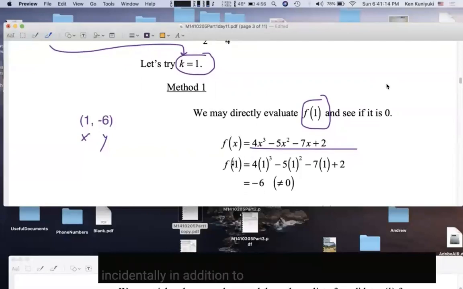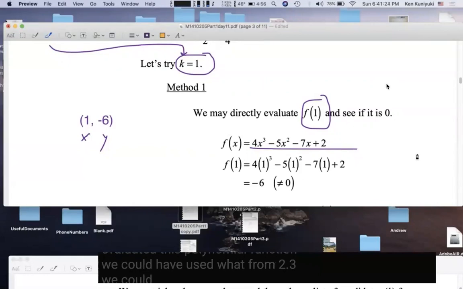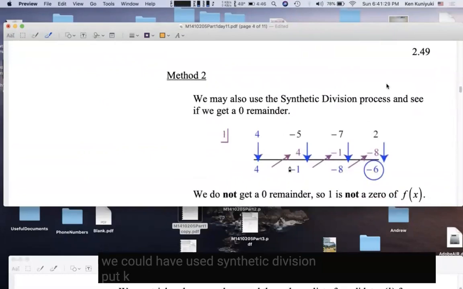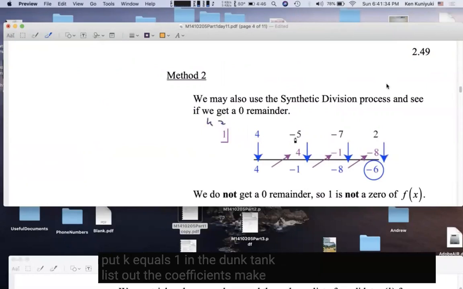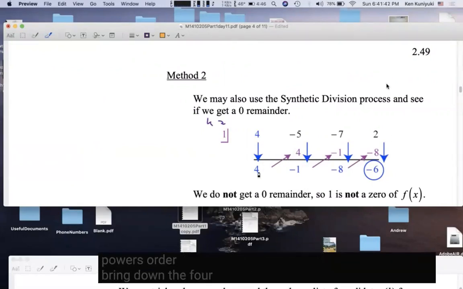Incidentally, in addition to direct evaluation, there's another way we could have evaluated this polynomial function. From 2.3, we could have used synthetic division. Put k equals 1 in the dunk tank. List out the coefficients. Make sure you put zeros if there are any missing terms. And these are based on the descending powers order. Bring down the 4. Multiply by 1, or k. Here, multiplying by 1 means you copy, right? So copy the 4. Add, you get -1.